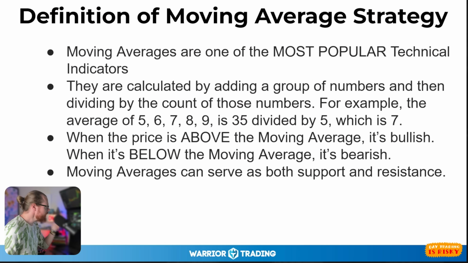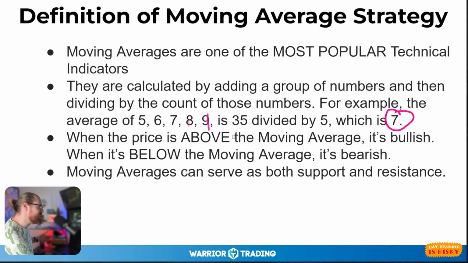So moving averages are calculated by adding a number of candles together and then dividing by the number of candles you added. So for example, the average of 5, 6, 7, 8, 9, if you add up these 5 prices, you would get the total of $35 if these are all dollars. And then you divide by 5, which would be the number of candles in this period, and you get the number 7. So 7 is the average.